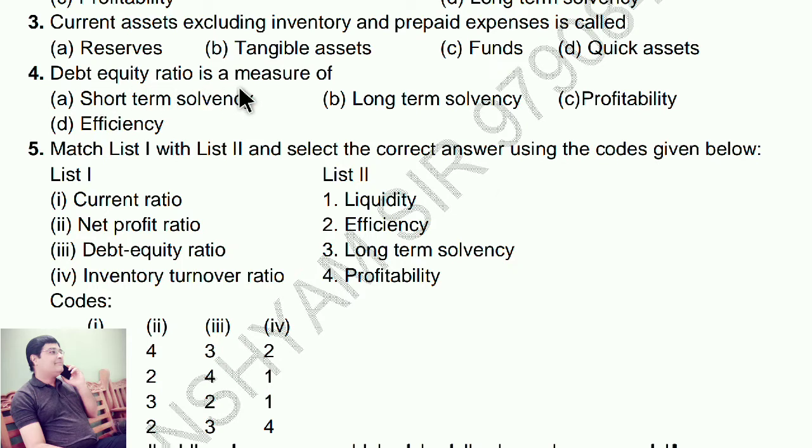Fourth question. Debt equity ratio is a measure of long-term solvency. So debt equity ratio is a measure of long-term solvency.